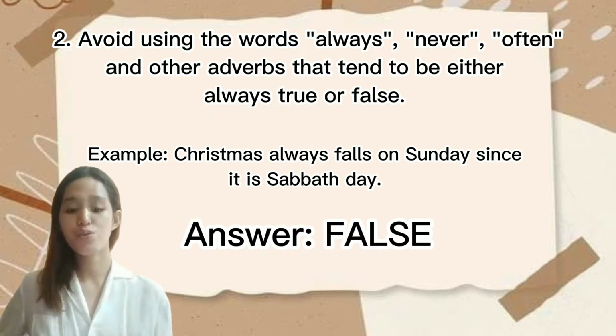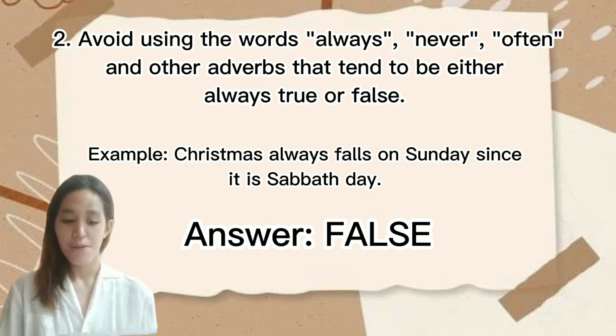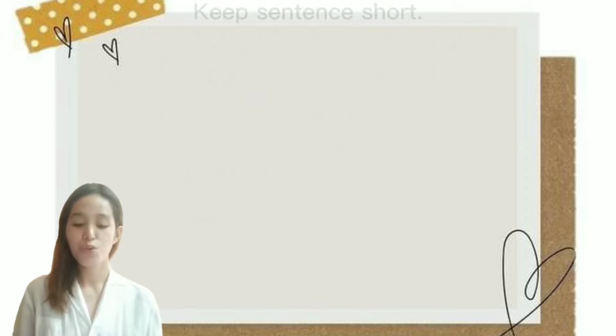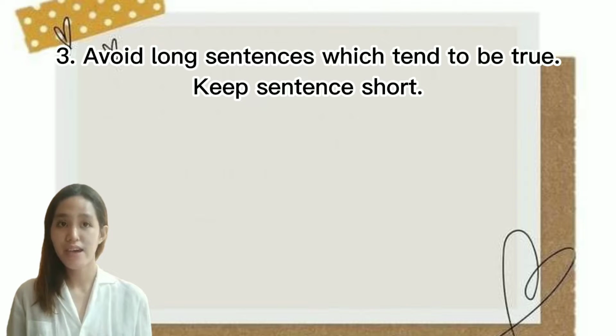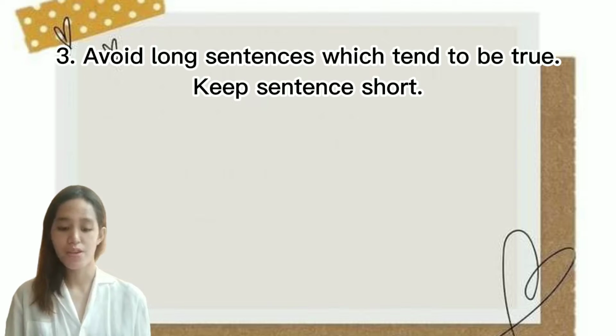A test-wise student can easily guess his way through a test like this, even if he does not know anything about the test. Rule number 3, avoid long sentences which tend to be true. You have to keep sentences short.